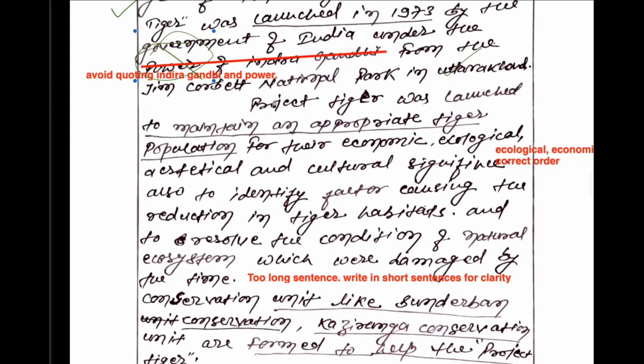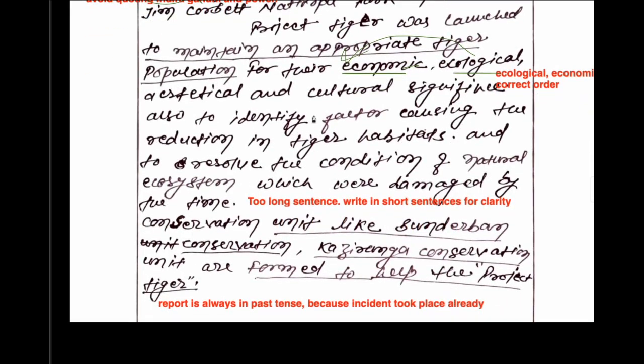Then, here again, this is a slightly nuanced point that the candidate has written. Project Tiger was launched to maintain for their economic, ecological, and cultural aesthetic significance. Now he's writing economic before ecological. This shows that you are more focused on the economic perspective than the ecological. As a CAPF officer or a bureaucrat, you have to be more focused on the ecological perspective than the economic. As per the paper, that is what you have to write in the exam. I'm not talking about what is in real life. Real life varies significantly from what you write in the exam.